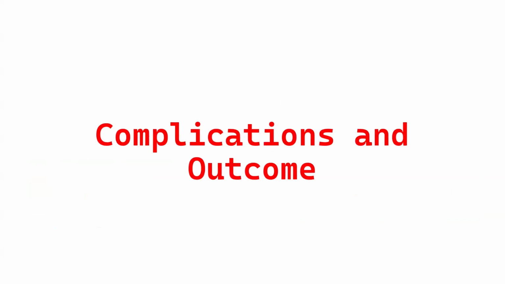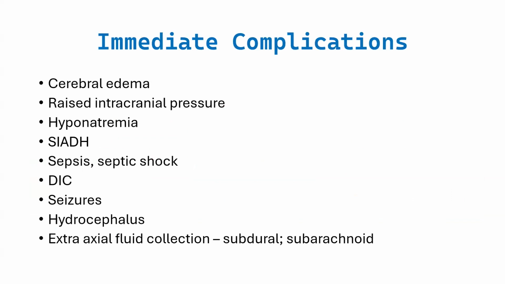Complications and outcome of acute bacterial meningitis. The immediate complications: most of the patients do have cerebral edema and raised intracranial pressure. The routine monitoring of ICP is not indicated. The other common complication, hyponatremia, is very common. So monitoring electrolytes and giving isonatremic fluids is very important.